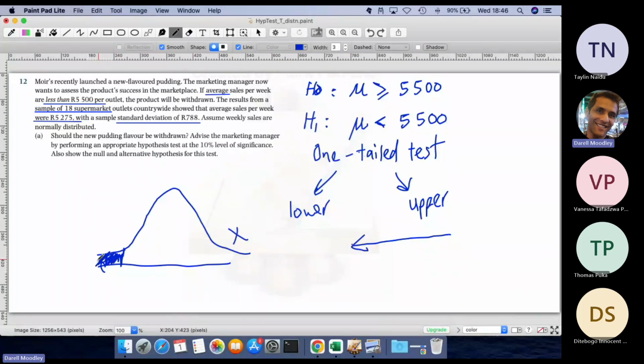That means it's on the lower end, because remember you go from low numbers to high numbers as you move to the right. So this is the lower end, which means it's a lower tail test. That's how I remember it, but you can learn it your own way. It's really up to you. But it is very important that you understand how to identify whether it's an upper or lower tail test. So this is a lower tail test.